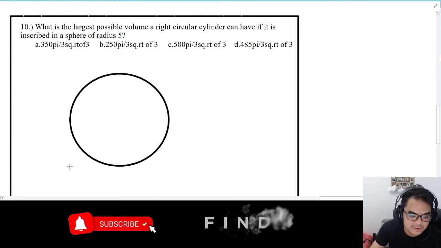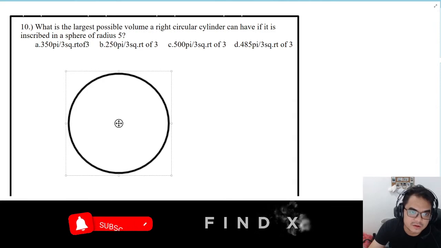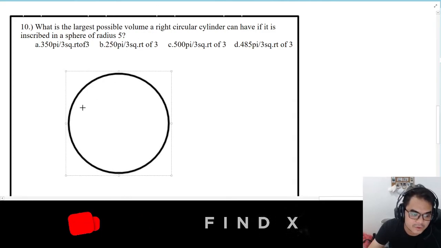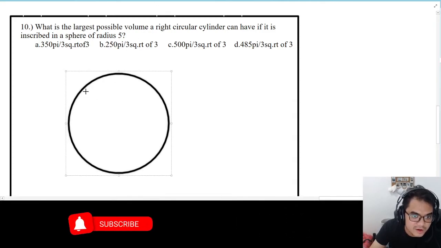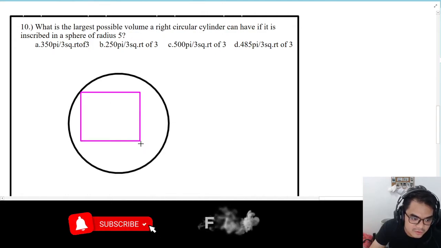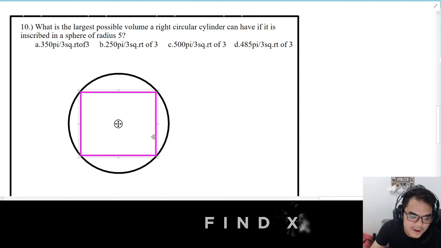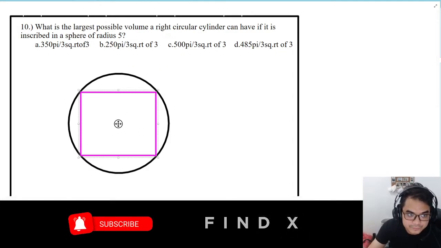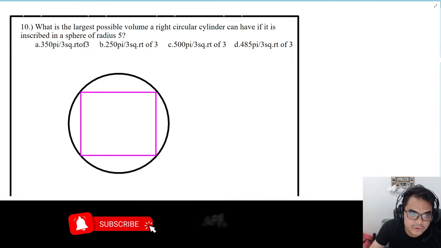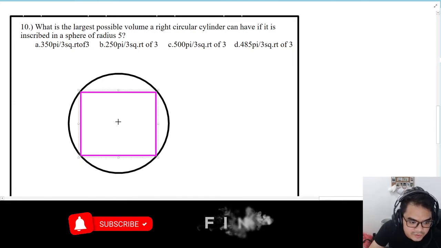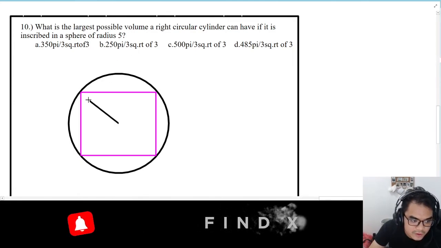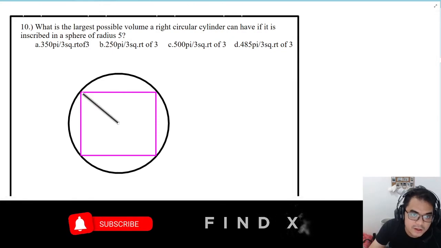So we have here the sphere and a cylinder inside, right? So the cylinder must be a right circular cylinder. Yes. So the cylinder should look something like this. Okay, so that is the cylinder in a front view. Therefore, if you will solve this, let's say that this is your center. Therefore, you'll have a line here, and I can also have another line here.